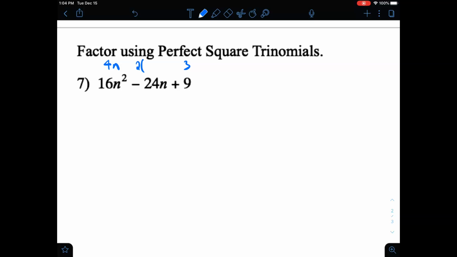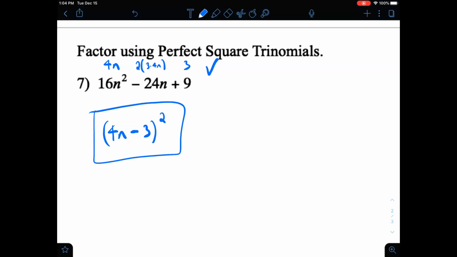And the middle needs to be double 3 times 4n. Is that true? What's 3 times 4n? Well, that's 12n. And what's double 12n? That's 24n. So this does work. This is a perfect square trinomial. And the way it's going to factor, we're going to have something all squared. We're going to do the first square root, the second square root, and it's either going to be plus or minus in the middle. But because this is a subtraction symbol in the middle, we're going to put a negative right here. It's going to be 4n minus 3 all squared. That's all you've got to do. It's just a pattern you have to recognize, like difference of squares.